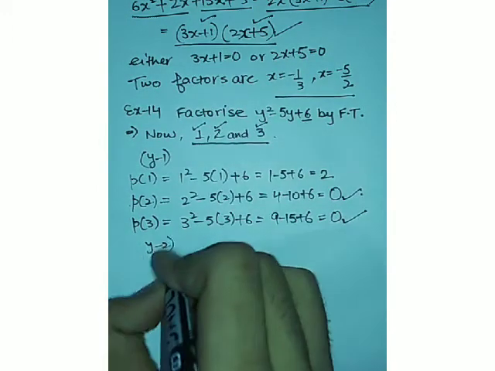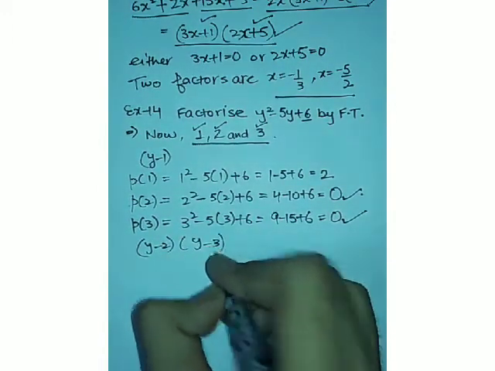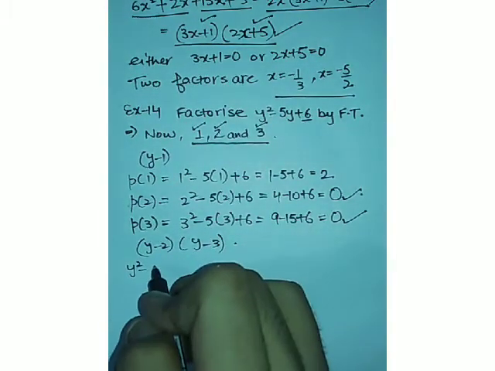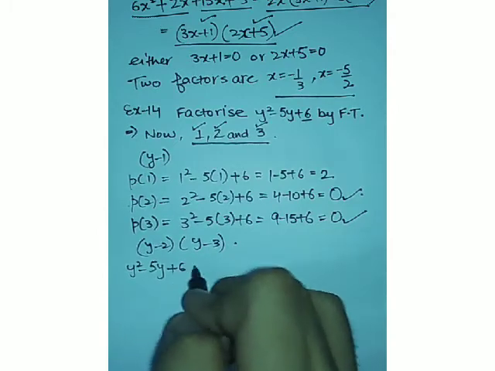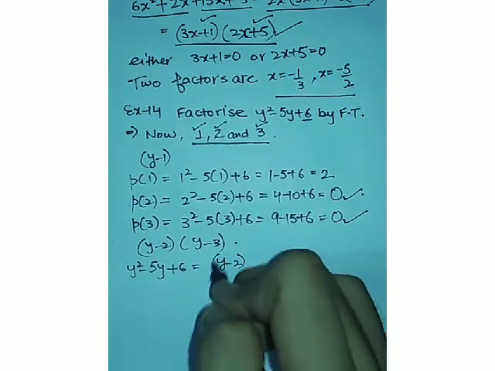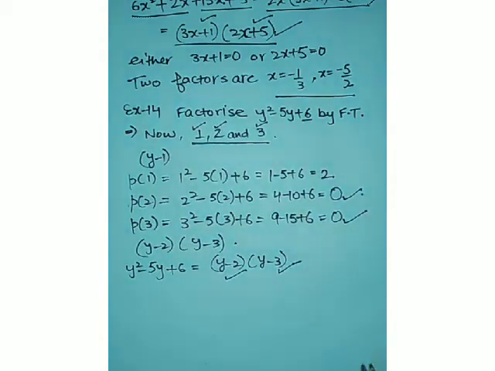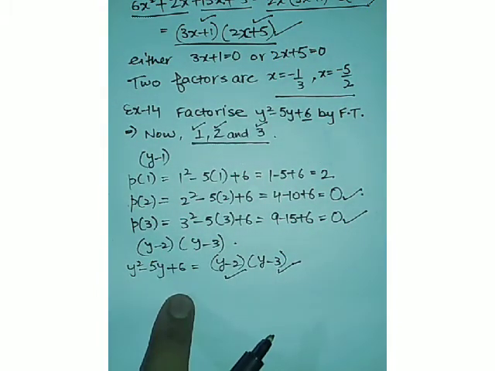So y minus 2 and y minus 3 are our required factors. You can easily write y square minus 5y plus 6 is equal to y minus 2 times y minus 3, because these two are the required factors of the given polynomial.